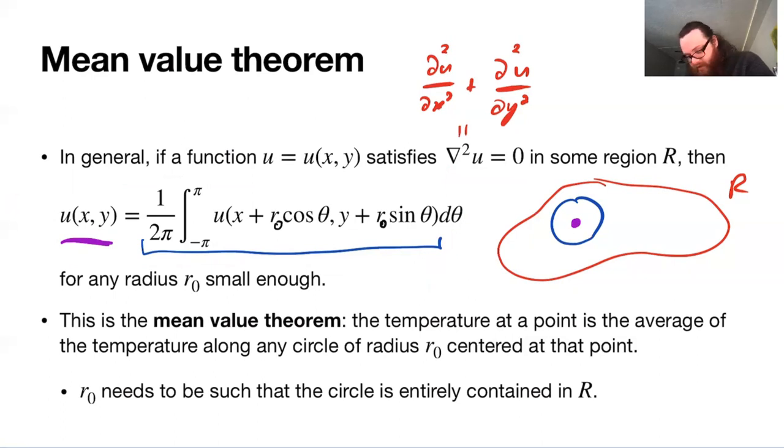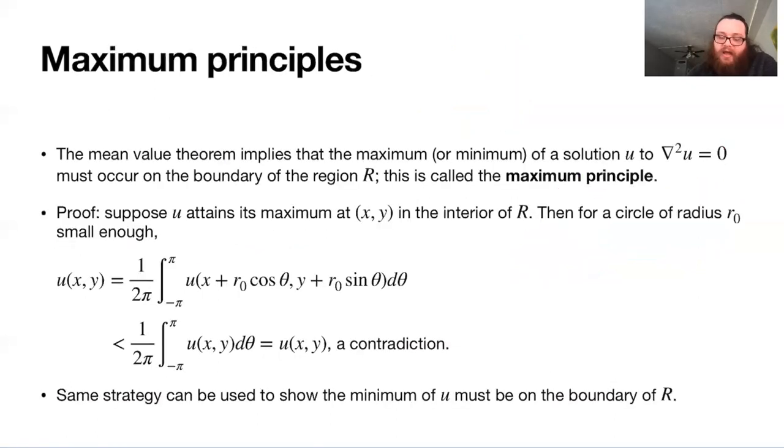Okay. Which may be interesting in its own right, but what we're really going to do is use this to establish another result that's a little more valuable for building intuition for these things. These other results are called maximum principles. So what are these maximum principles? Well, one consequence of the mean value theorem we just saw is that if you want to know where the maximum or minimum of a solution u to Laplace's equation is, then that max or min must occur on the boundary of your region.